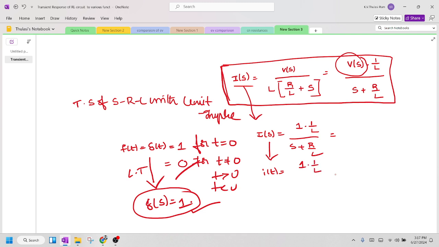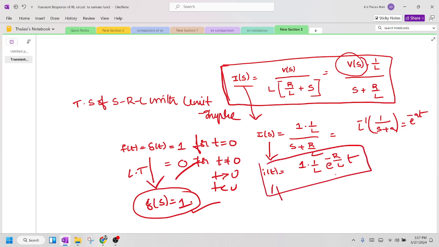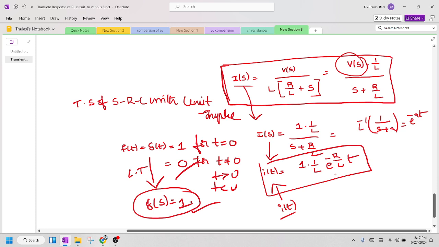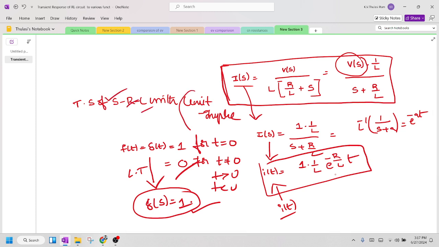The inverse Laplace transform of 1 by s plus a is equal to e to the power minus at. So this is e to the power minus R by L into t. This is the expression of I(t), which is called the transient response of a series RL circuit with which type of input? Unit impulse function.